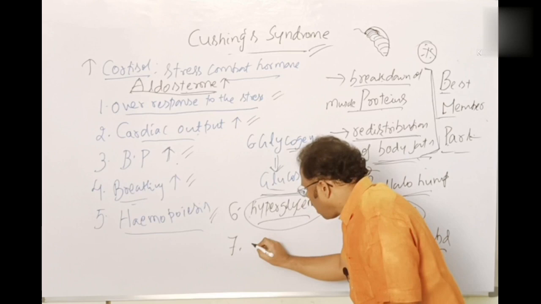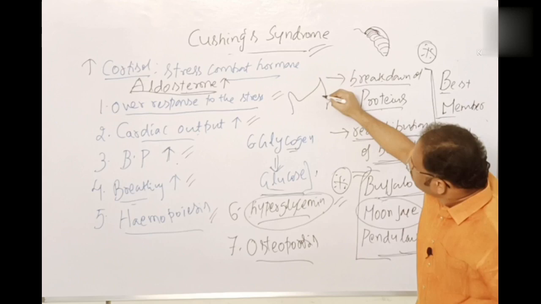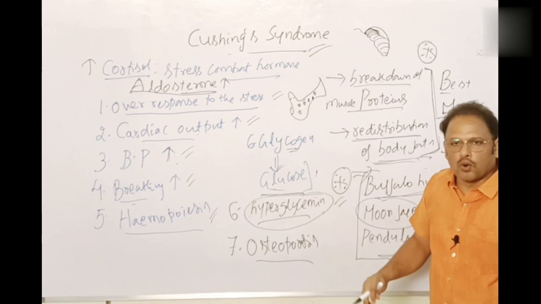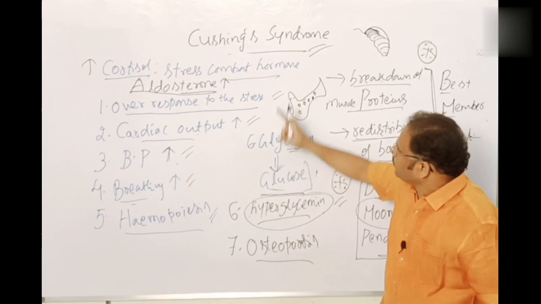Osteoporosis is also a symptom of Cushing syndrome. What is osteoporosis? The bones develop some pores. Porosis means the development of pores, hole-like structures in the bone, because of which the bones become brittle and subjected to easy fractures. That is osteoporosis. This is also one of the symptoms of Cushing syndrome.